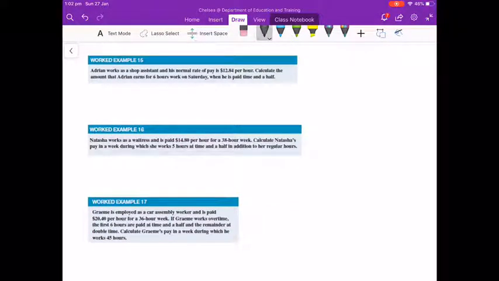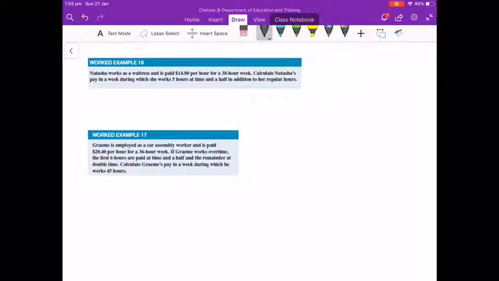Adrian works as a shop assistant and his normal rate of pay is $12.84 per hour. Calculate the amount that Adrian earns for 6 hours of work on a Saturday when he is paid time and a half. So to find Adrian's time and a half rate, we write down his regular hourly rate. We multiply it by time and a half, which is 1.5, and we multiply that solution by 6. And the reason we do that is because he in fact worked 6 hours overtime. So Adrian earned $115.56 for working 6 hours overtime.